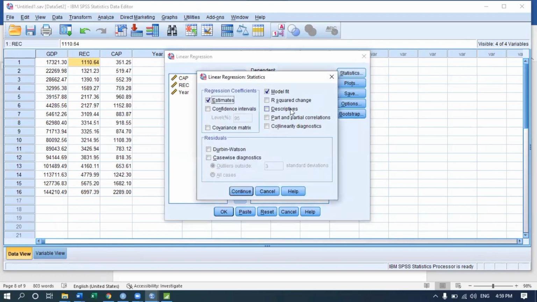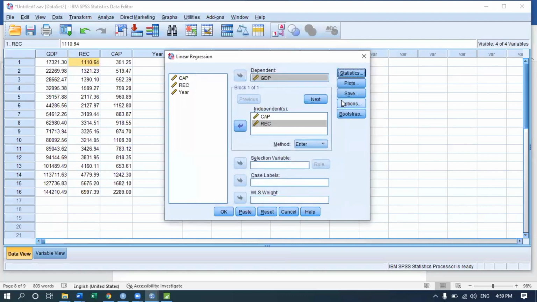You go to Statistics. I want descriptives. I want Durbin-Watson. What's Durbin-Watson used for? Autocorrelation. Look at collinearity diagnostics. Are we seeing multicollinearity? So this will give me VIF. I'll click. So I've tested for two assumptions now. I'm telling SPSS to test for Durbin-Watson, autocorrelation, and collinearity, multicollinearity. Continue. I'll come to Plots.